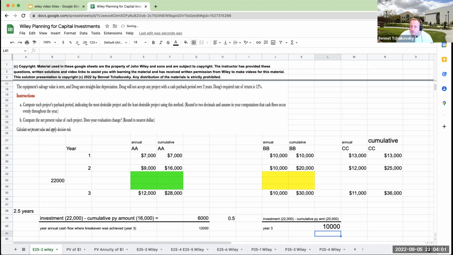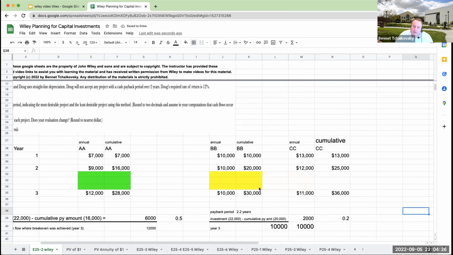10,000. So what we're going to do here is we know that this project, just like the one above, has been at least 2 years. But as we come over here for this final incremental part, we know that we have to get to 2,000. So this is going to be 2,000 divided by 10, or 0.2. So my payback period is going to be 2.2 years.